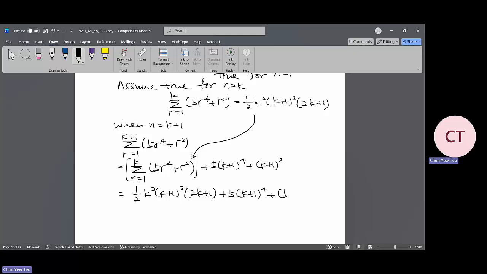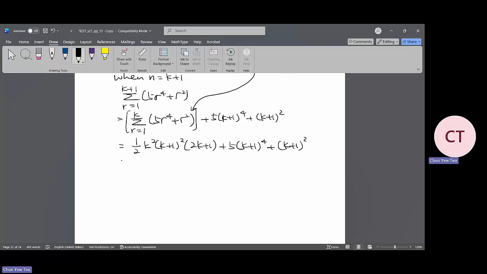Copy down this. You can see that the three terms over here all have a common factor of (k+1)². So I factorize the (k+1)² out. Over here, I have ½k²(2k+1) plus the 10(k+1)... plus 2. Expand and simplify the last expression over here.